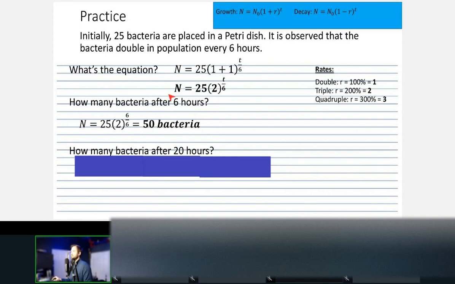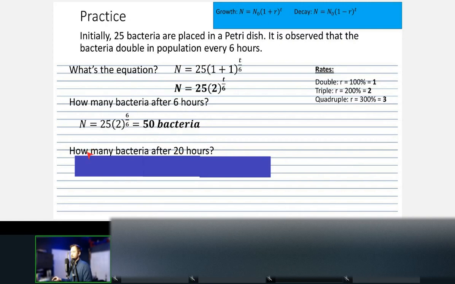So without even using the formula, if you thought about this, well, it's 25 bacteria. It doubles every 6 hours. So how much bacteria after 6 hours? Well, it's going to double. So without even typing any of this in, we should know just by reasoning through it that it's going to be 50. But by typing it in, in a way, we verify that our equation is correct.